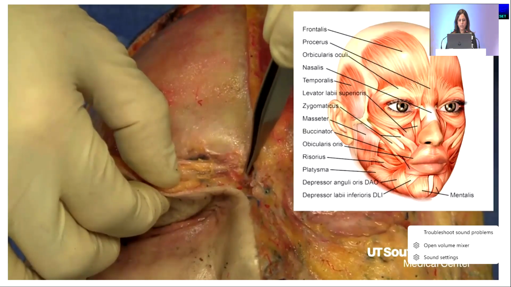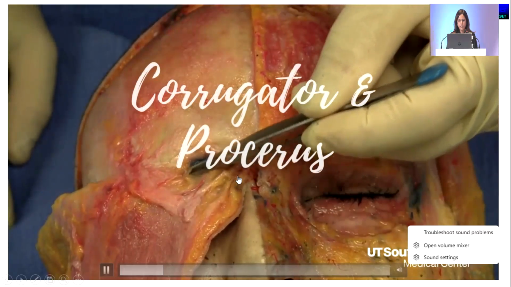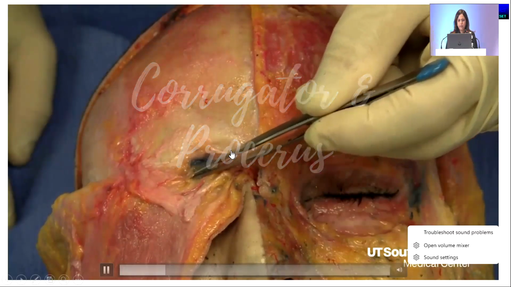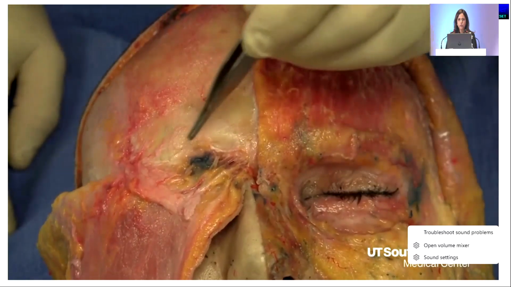Next is the corrugator and the procerus, the depressors of the brow. The corrugator, as seen, lies here, and the procerus in the center. When we need to inject into these muscles, we must inject deep into the belly of the muscle.